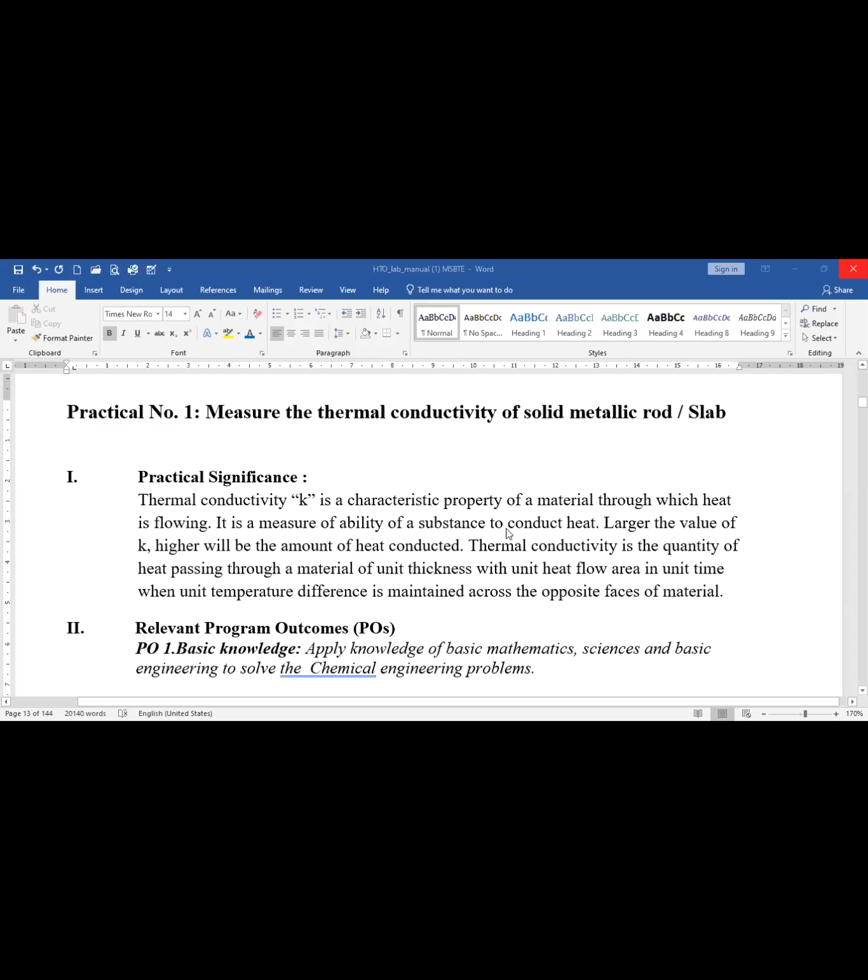Now we know what exactly thermal conductivity is. It is the property of a material which clearly shows how much heat is going to flow in that material. Depending on the values of thermal conductivity, we can call metals good conductors, bad conductors or insulators. So we should know what exactly thermal conductivity is and what the values are for the respective materials.